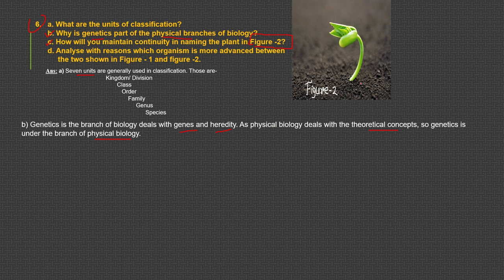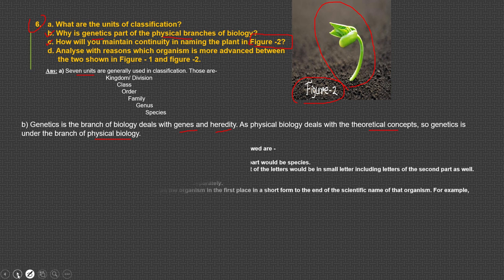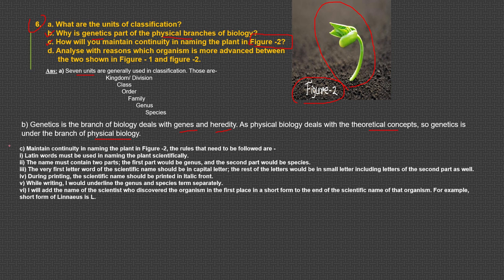So this is figure 2. How will you maintain the continuity in naming the plant in figure 2? You see that this is a green plant. So what's the explanation, how do you write the answer? To maintain continuity in naming the plant in figure 2, these are the rules that need to be followed. Number one, Latin words must be used in naming the plant scientifically.